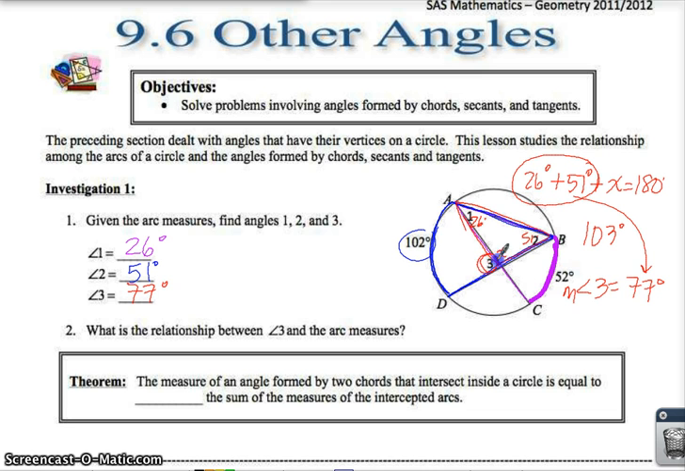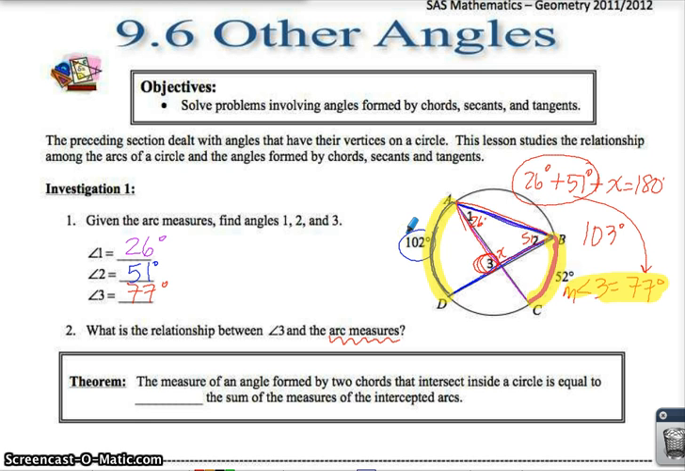Now, how did that angle relate to the arc measures that were originally given? The arc measures originally given were 102 degrees and 52 degrees. So how does the measure of 77 relate to 102 degrees and 52 degrees? Well, you can see here that angle 3 was the same as angle 1 and angle 2 added together. So angle 1 was half of 52, angle 2 was half of 102, so angle 3 was the sum of half of those two arc measures. Sorry, it was half the sum of those two arc measures.